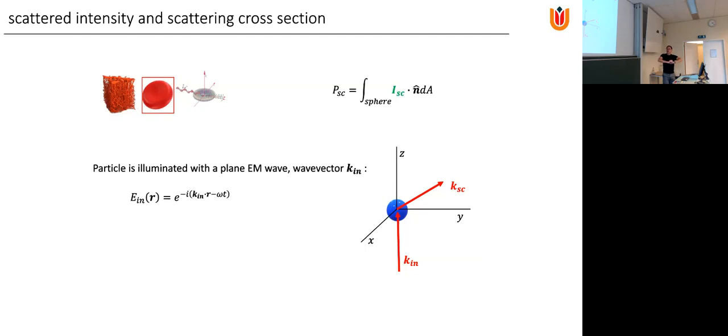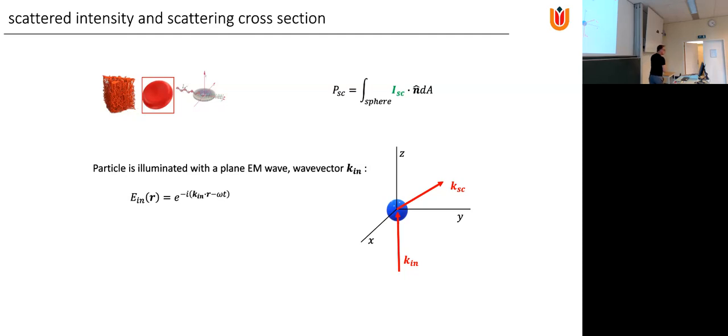So to get the scattered intensity, we are going to start with first calculating the scattered electric field, and then square that, or multiply it with its complex conjugate, if you like, to get the scattered intensity.